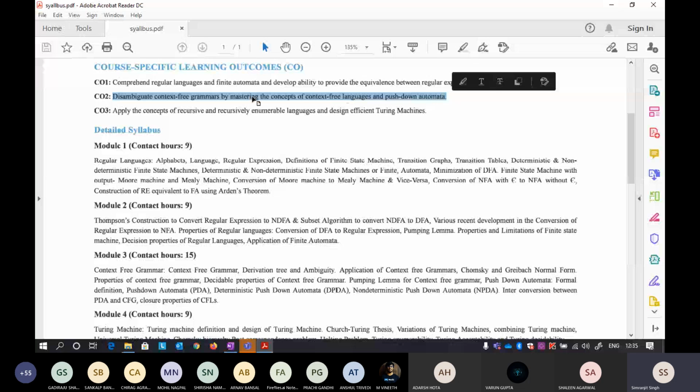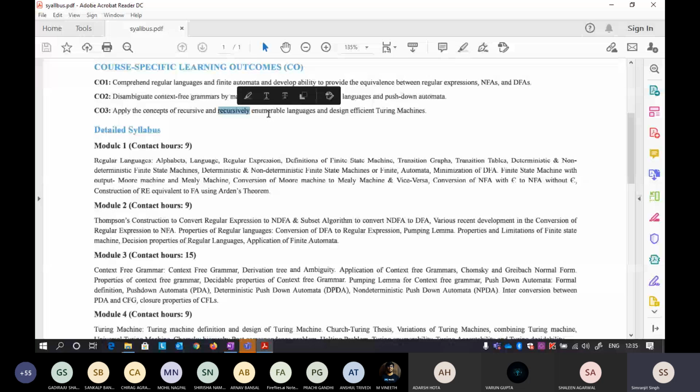And for context free languages, there is only one thing remaining, that is ambiguity. I have taken a question in the tut to explain what exactly ambiguity is, but don't worry about it. In the next lecture I will tell you about it with the proper definition and a proper example. And the last course learning objective is to apply the concept of recursive and recursively enumerable languages and design efficient Turing machines. So we are standing here.